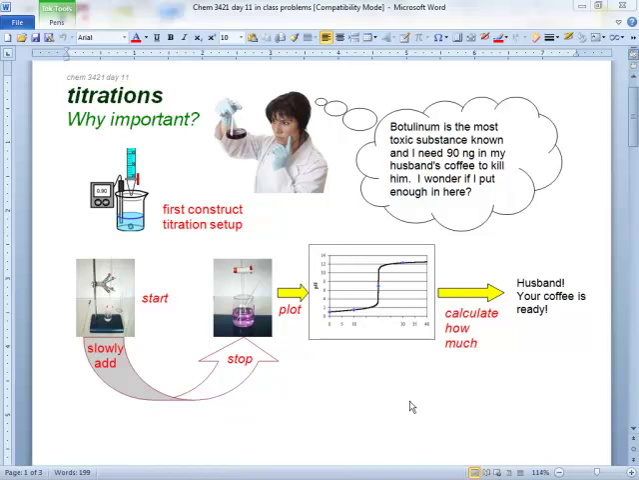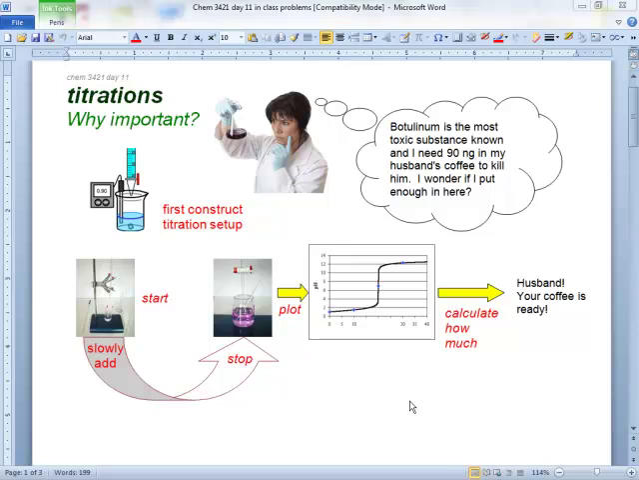So, titrations. I'm somewhat of a recent coffee drinker, and the wife just got a job teaching biology. I don't think she'd have access to, how do you pronounce that, botulinum or something? But I'm told it's the most toxic substance known to man.